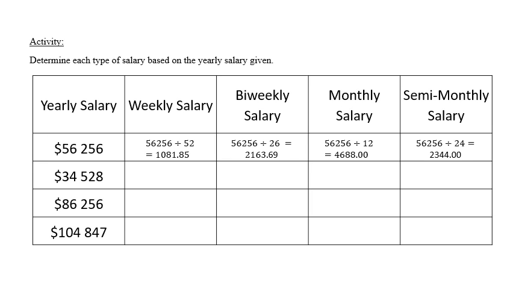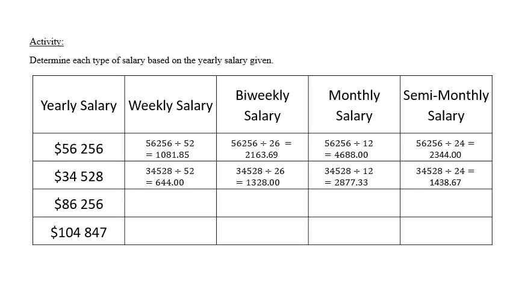Okay, so let's have a look. So if your yearly salary is $34,528, your weekly salary we would divide by 52, and you would get $644. Your bi-weekly salary we would divide by 26, and your paycheck would be $1,328. Your monthly salary we would divide by 12, your paycheck would be $2,877.33. And if you were paid semi-monthly, we would divide by 24, and your paycheck would be $1,438.67.